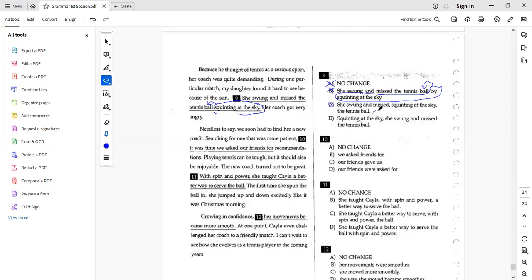"Squinting at the sky, she." Yes, now it's right. Squinting at the sky, she. So the answer is D.